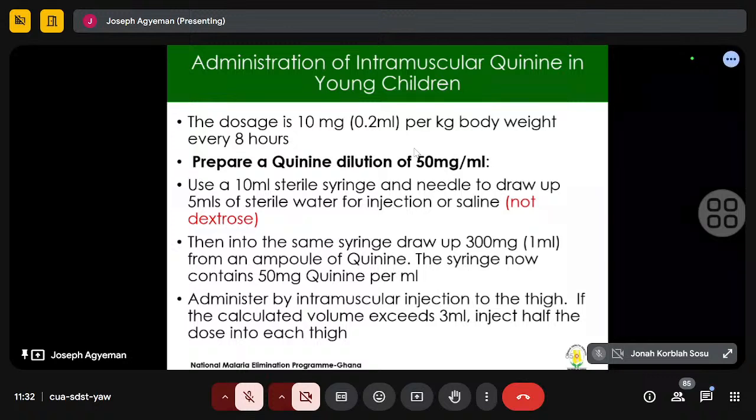Let's pause here and ask whether everybody is okay. Let's pause here, then you continue. So are we okay with the explanation given? Class captain, are we okay?